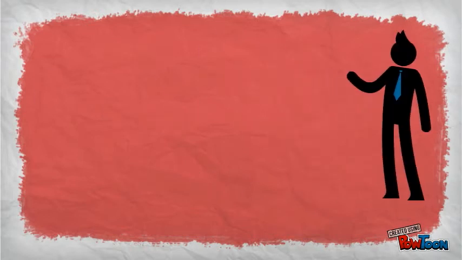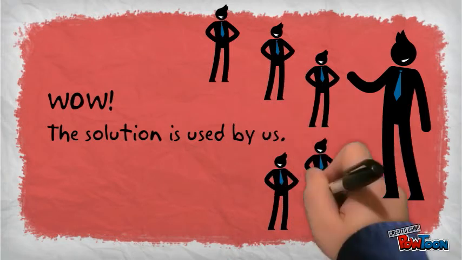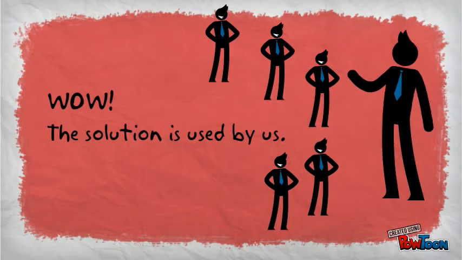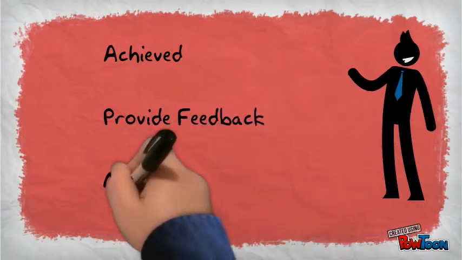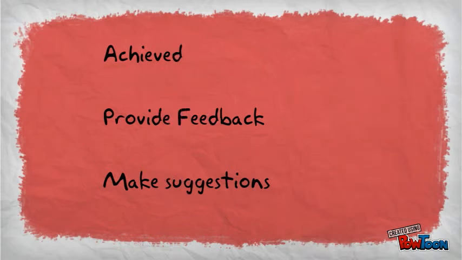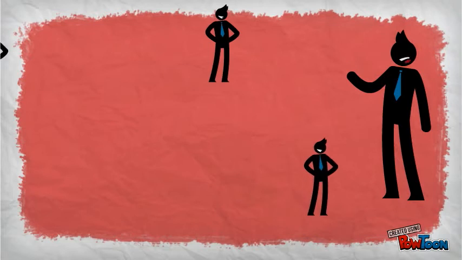This means the solution is actually being used by real users and participants, usually the client, but it could be a sample of users or even globally to all users via the web. The users see exactly what has been achieved, can provide feedback, and make suggestions about further additions. In effect, we have entered a new mini understanding the problem phase.